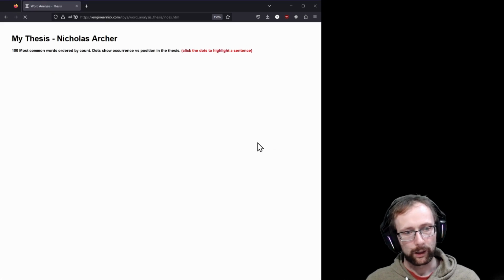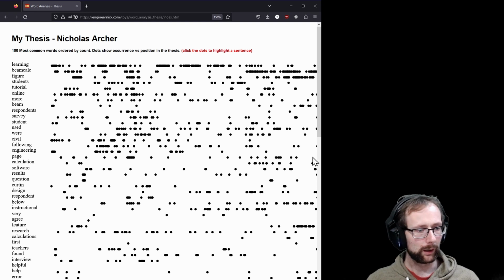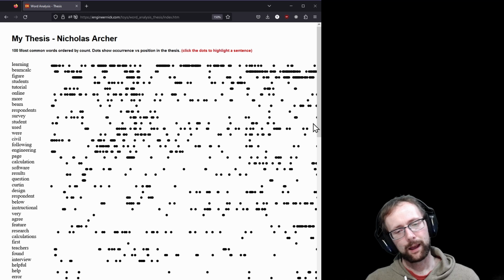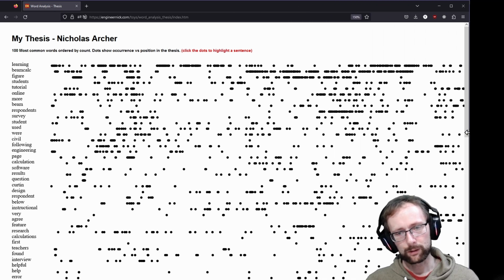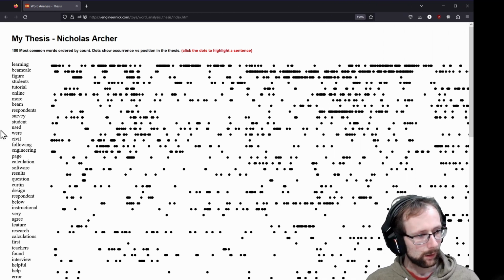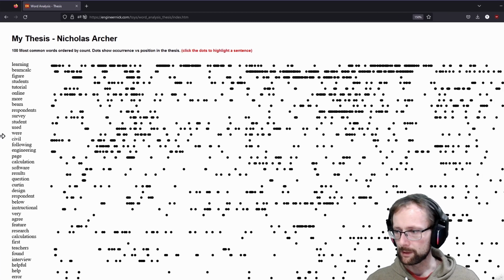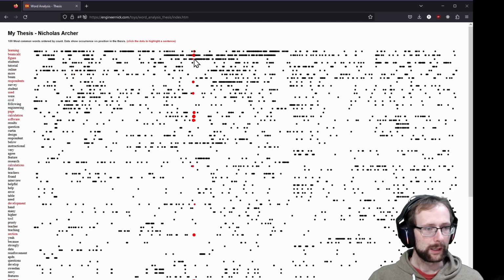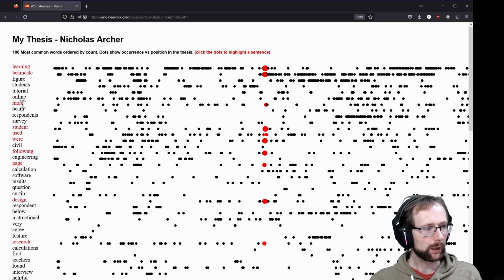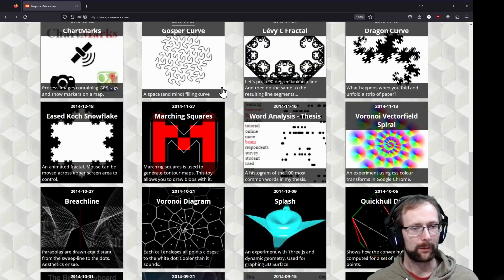Right, so when I was writing my thesis, I got really interested in word counts, and I thought I would make a thing to do some statistics on the word count of my thesis. So the way this works is it just highlights throughout the document, like on this page, I was talking about learning BeamCalc, more student used were following page design research. The thesis was traumatic. I don't want to talk about it anymore.